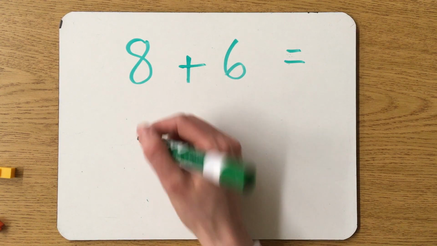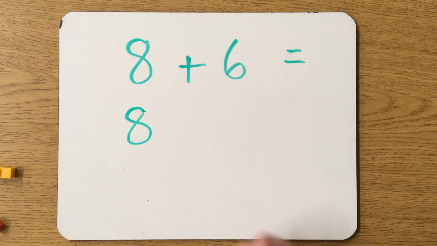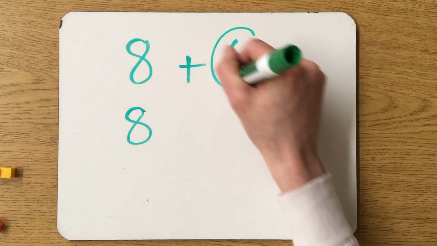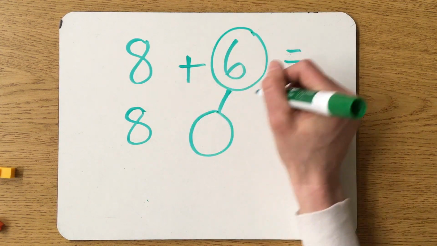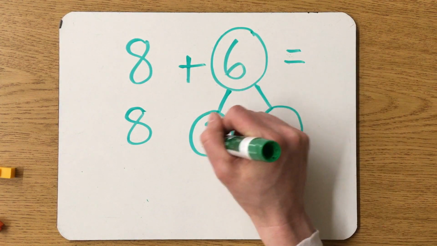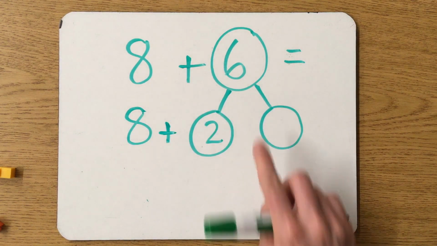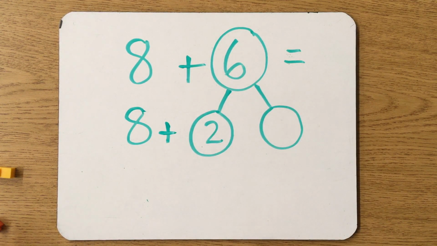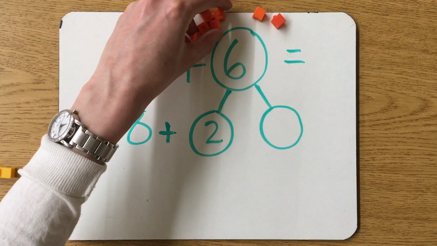Well, 8 is closer to 10 than the 6 is. So what else do I need to get to 10? What's friends of 10 with the 8? Hopefully you know quickly that 2 is friends of 10 with 8. But what happens to the rest of my 6? Here's my whole group.